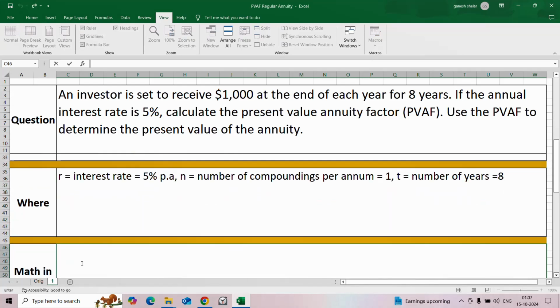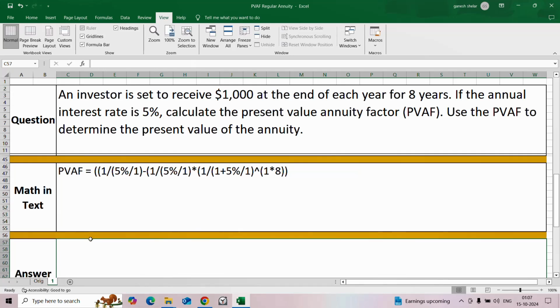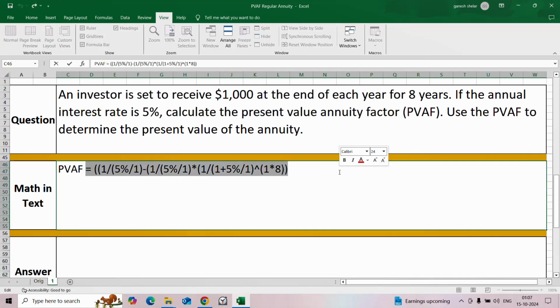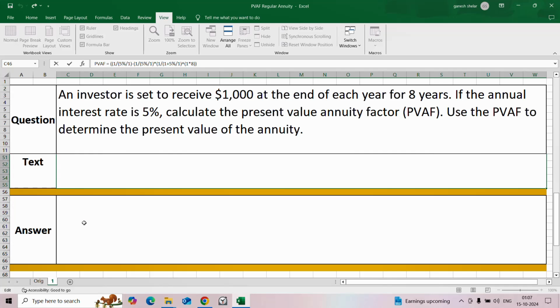Math in text: PVAF equals 1 divided by 5% divided by 1 minus 1 divided by 5% divided by 1 into 1 divided by 1 plus 5% divided by 1 raised to 1 into 8. For the answer, we will copy this content and paste here.